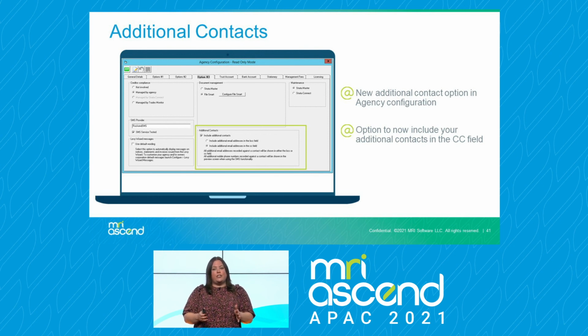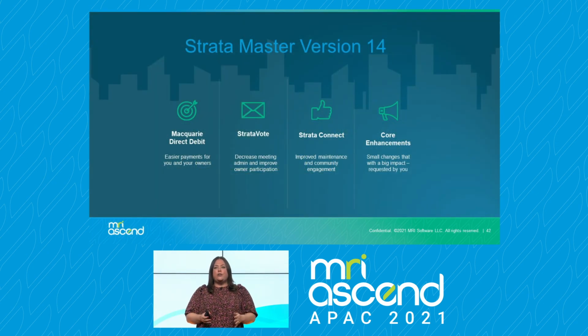Those are some of the Strata Master enhancements that are coming your way. Don't forget to keep an eye on User Voice as we update the entries to let you know as soon as they're in development. So in summary, Macquarie Direct Debit will deliver a digital and efficient way to manage payments moving forward to make things easier not only for you but for your owners. And Stratavote will take your meetings and votings to the next level by dramatically decreasing staff admin time through automation.